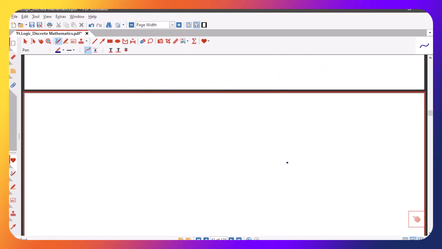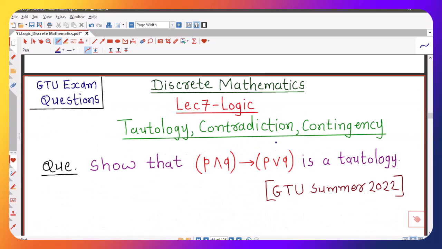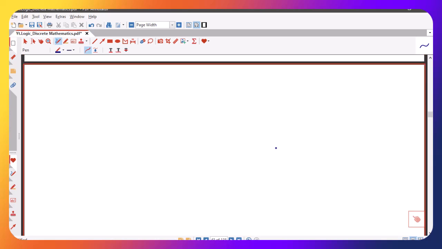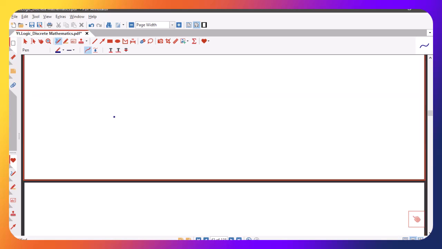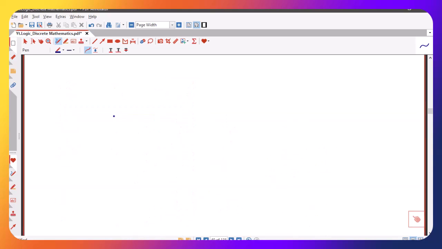So in this way we can determine whether a given propositional formula or statement formula is a tautology or not. If all the truth values in the column corresponding to that formula in the truth table are true, then that propositional formula is a tautology, and if all the values are false, then it is a contradiction.